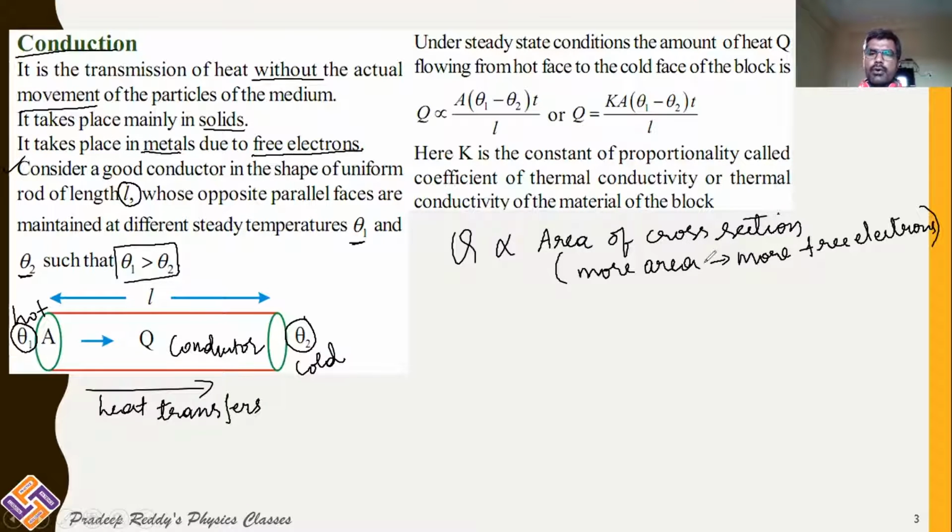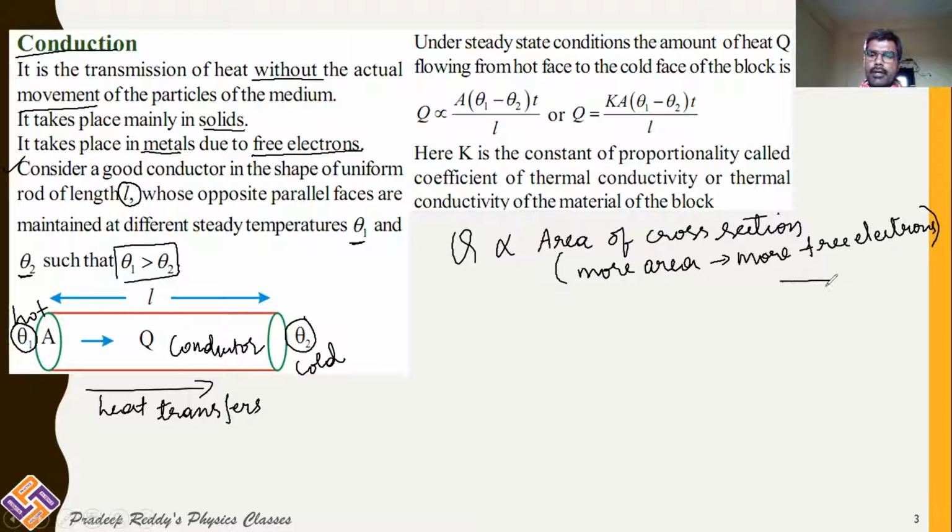So if there is more area, there will be more free electrons. Therefore, more free electrons results in easy transfer of heat energy. Therefore, the heat transferred Q is directly proportional to area of cross section. Greater area of cross section will have greater heat transfer.